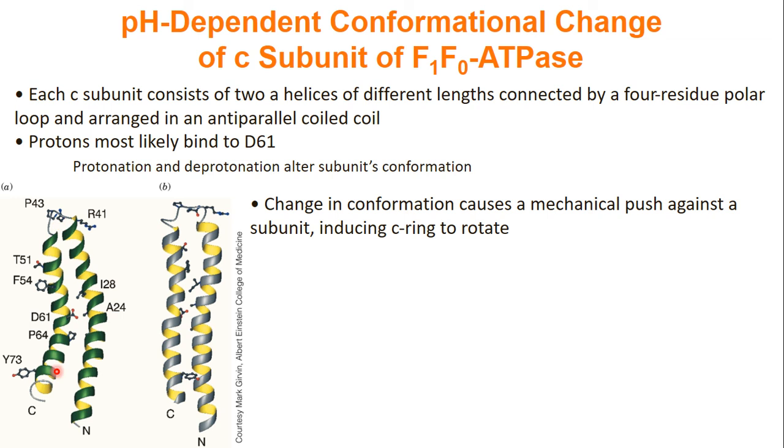So A, you can see we're a little bent. B, we're now straight because of our protonation. This change in conformation is causing a mechanical push against the subunit, which is giving us energy to rotate our ring. So every time we're getting a proton, we straighten out. That straightening out causes a push, and we rotate, and we keep adding hydrogen to new C subunits to rotate until you get 90% of the way through. Then you pop off your hydrogen because you need to accept a new one on our next movement.